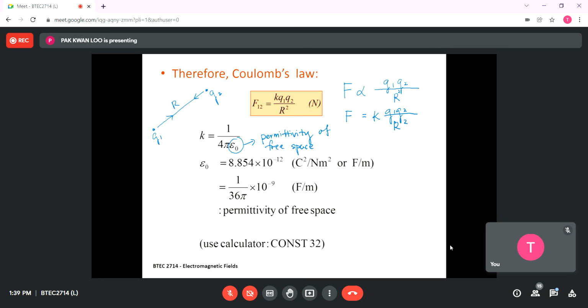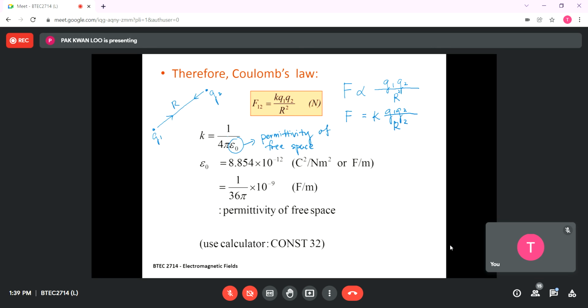Free space means we refer to vacuum. Normally we refer to it as vacuum, and it's very close to air, I mean the medium surrounding us, the air that we breathe. So it's very close to the permittivity of free space.